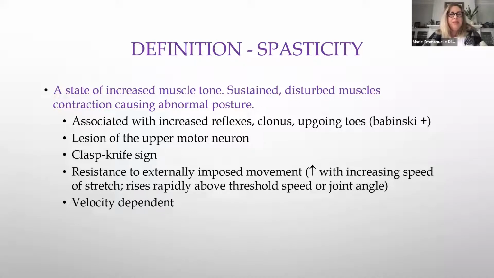If you heard the term Babinski, it's a lesion of the upper motor neuron, and the typical sign is a clasp knife sign, like you know, a pocket knife. When you open it, you feel the clasp or the resistance, and that's how you test for spasticity on examination. What's important to know, it's velocity dependent, so the faster you go, the more the spasticity is obvious.